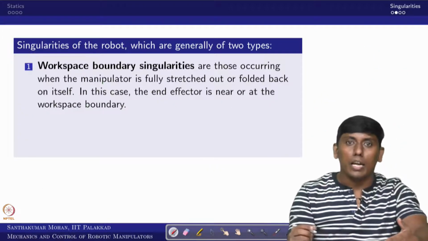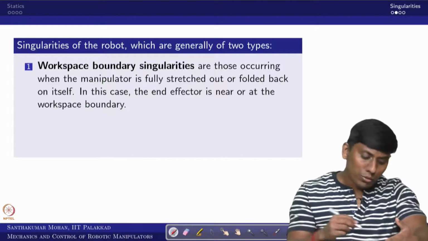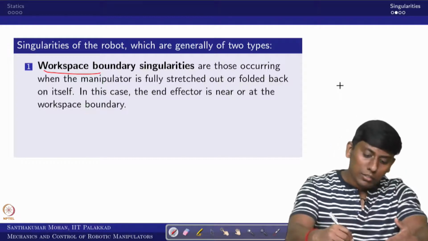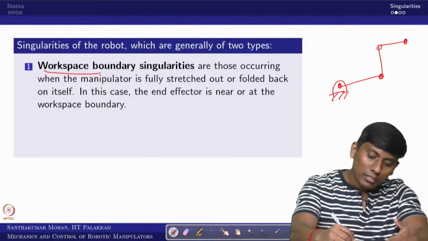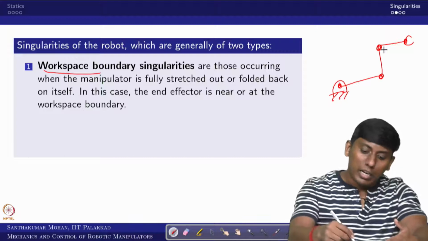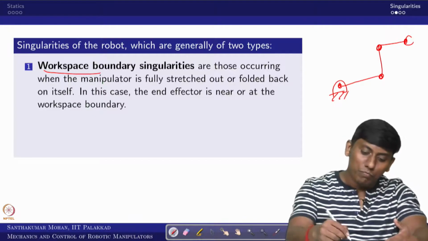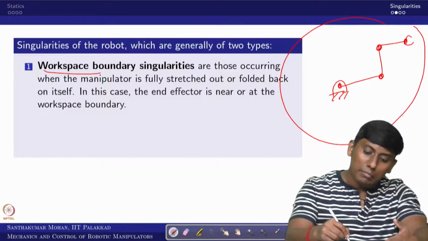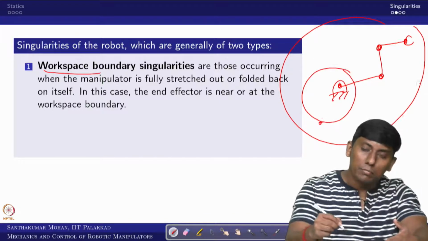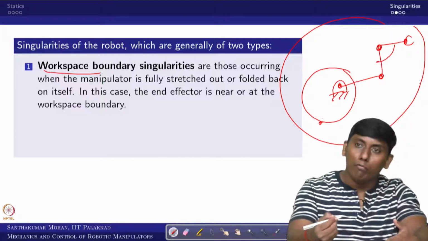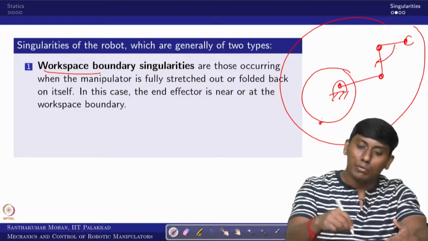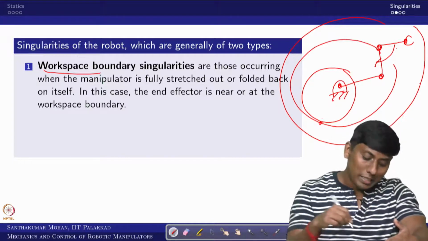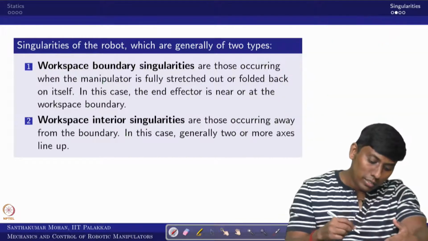There are two kinds of singularity in a serial manipulator. One is workspace boundary singularity. For example, I am taking a serial 3R planar manipulator. This is the end effector. This can happen at the extreme of the workspace. At this point and this point it can be singular because it can be completely folded. The other way around, these two can be folded, but that would still be within the workspace. That is what you call interior singularity; the other one is boundary singularity.